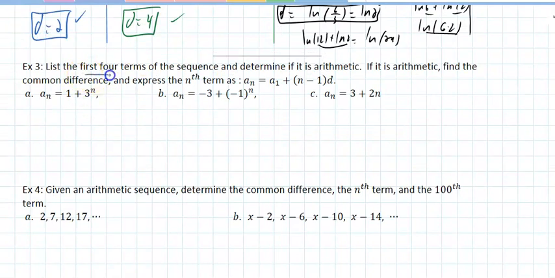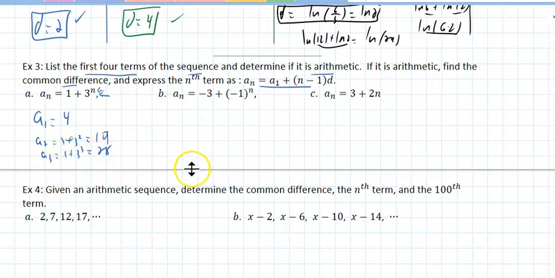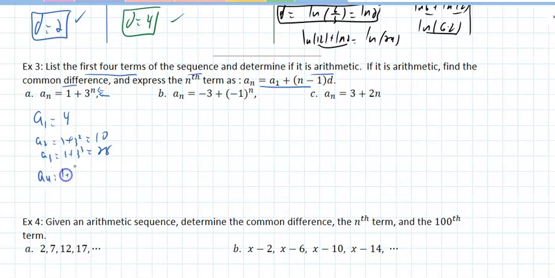List the first 4 terms of the sequence, determine if it's arithmetic. If it's arithmetic, find the common difference and write its general term. Well, let's see. First 4 terms. A sub 1: if you put a 1 in there, 1 plus 3 is 4. A sub 2: 9 plus 1, that is 10. A sub 3: 1 plus 3 cubed, which is 28. Well, obviously it's not arithmetic. They said to list the first 4 terms, so let me list another term. A sub 4: 1 plus 3 to the 4th, that is 82. So if I say D equals 10 minus 4, which is 6, add 6 to 10, you don't get 18, so it's not arithmetic. And if it's not, I don't have to do much work for it.